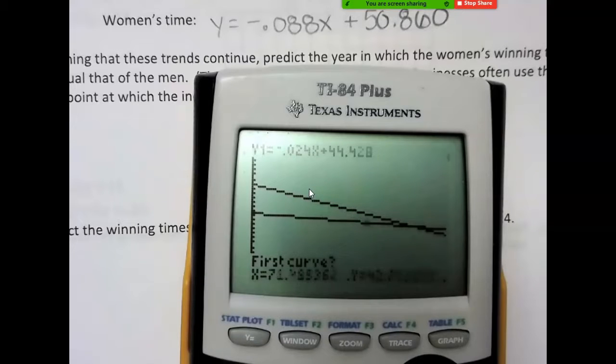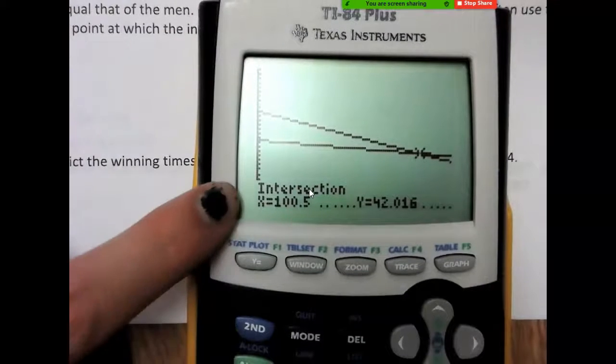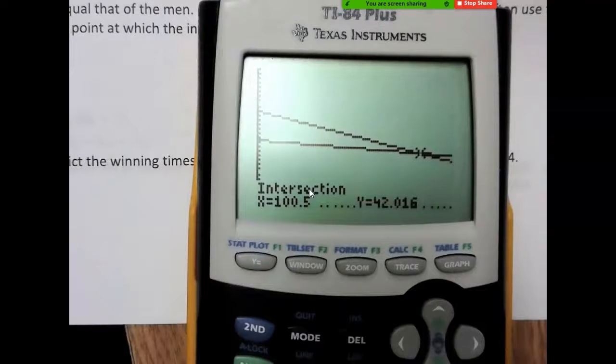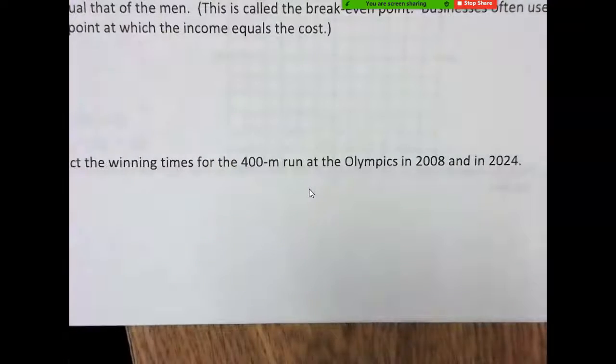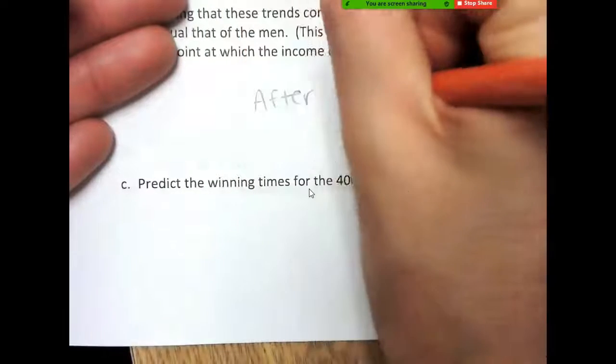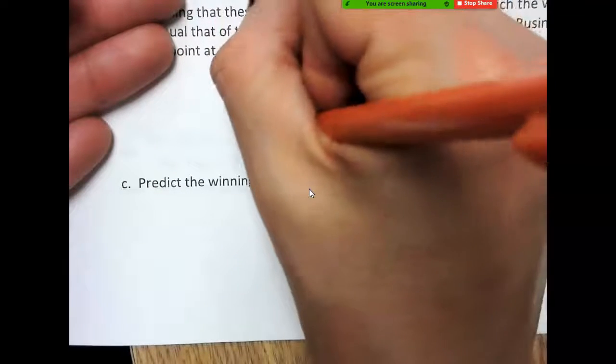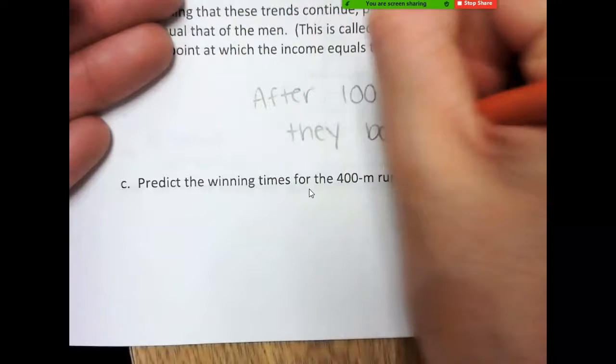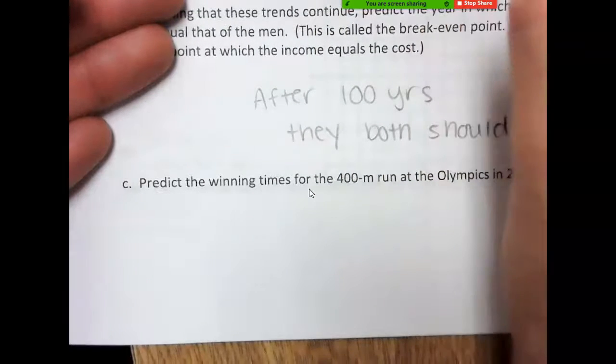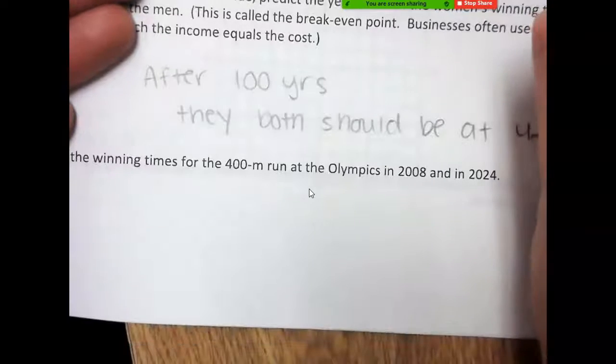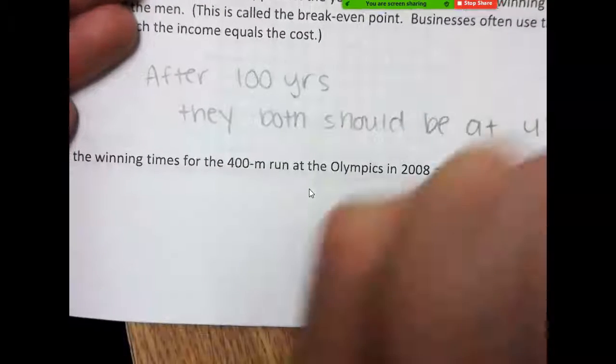move your cursor, and again, you guys are going to be doing this using the calculator apps that I've set you up with for your homework due on Thursday. Hit enter 3 times. And we see that they intersect at 100 years and 42.016 seconds. So after 100 years, they both should be at 42.016 seconds.